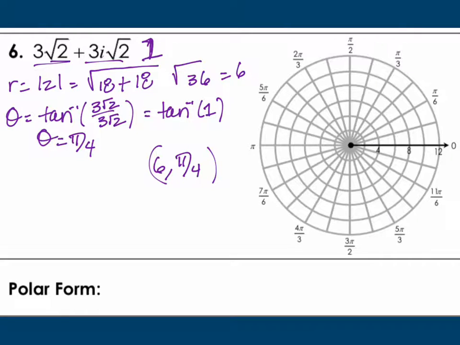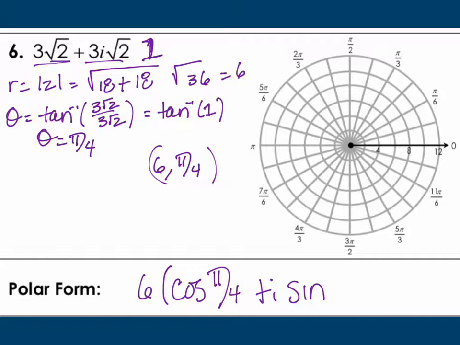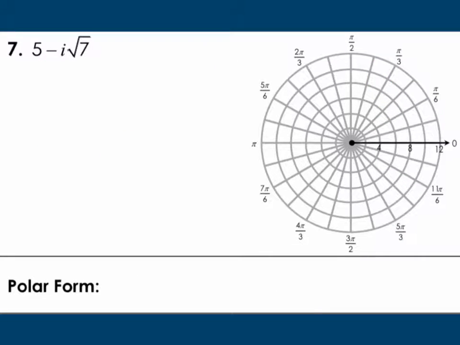Finally, one you can graph pretty easily. So in polar form, it would be 6, and that's your r, times cosine of pi over 4 plus i sine of pi over 4. And we'll graph 6, pi over 4, which very nicely, here's pi over 4, and this is 6. So 6, pi over 4. Thank you for making that so nice. One more of these. Let's do number 7.